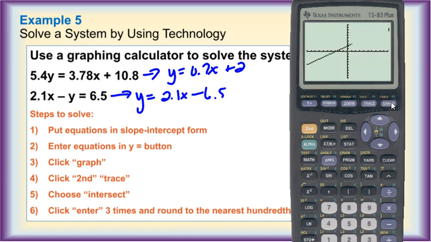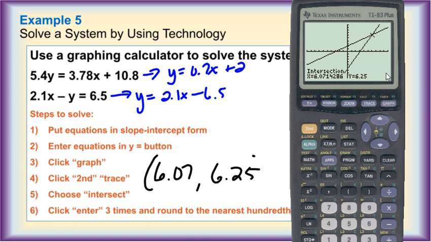Graph that one. There's the first one. Here's the second one. Hit second, trace, number 5. Hit enter 3 times. Crosses at 6.07. And the y would be 6.25.